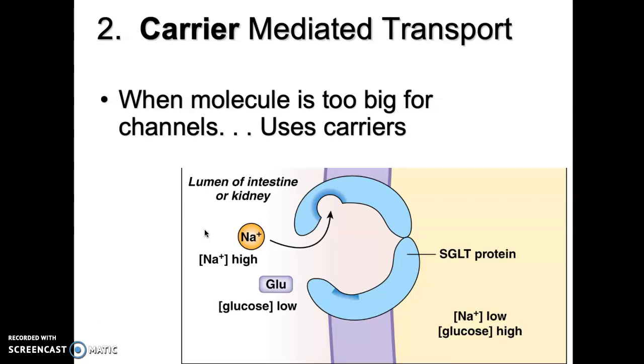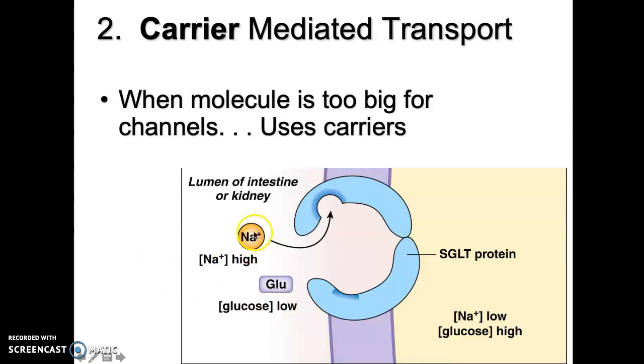So here, for example, this is a picture of the lumen of, let's make it intestine. It could be kidney too, but let's think of the intestine. And in this part of the intestine, you just ate a lot of a granola bar. There's glucose in there. And this is the cell. And over here, there's quite a bit of glucose because it's a cell that's functioning.